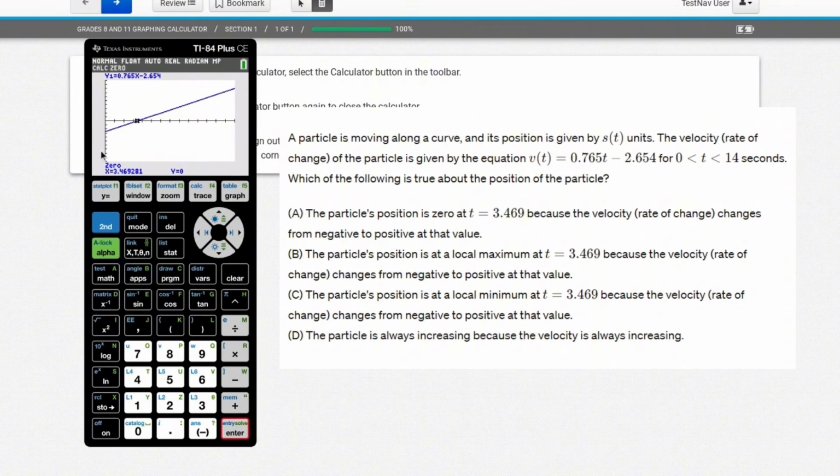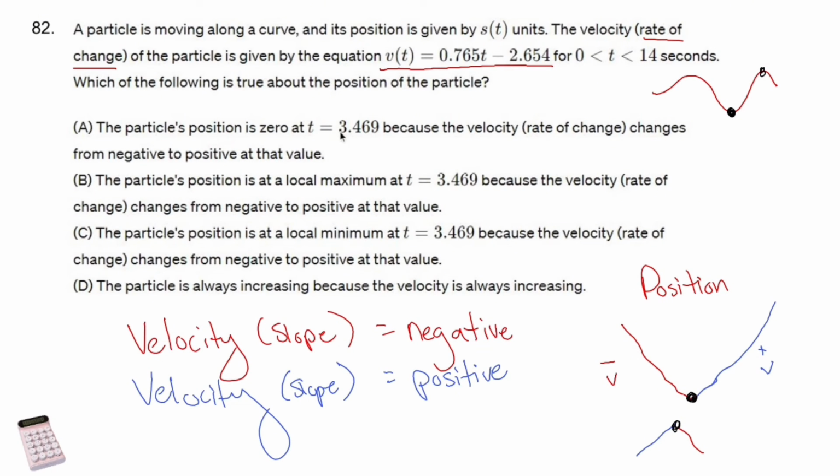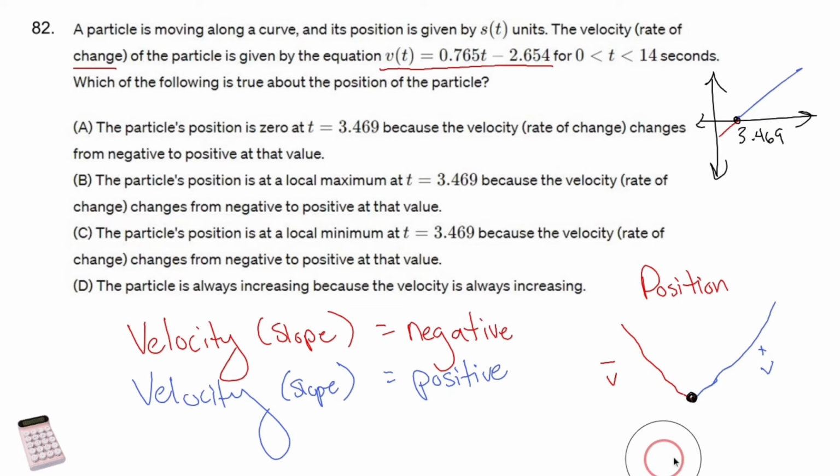So let's go back and try to diagnose what that means. As you can see from the multiple choice options, 3.469, the number that we saw in the calculator, is going to help us out. What we saw in the graphing calculator is the slope went from negative to positive at that 3.469. So that is telling us that we have something that looks like this, so I can get rid of you because you're no longer a viable option.